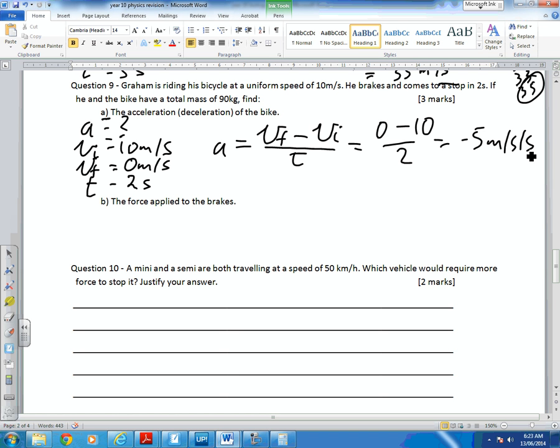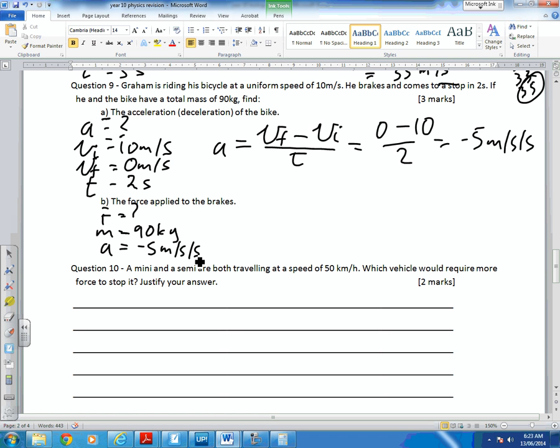So what do we need? The force. So force, we don't know. Mass, we know as 90 kilograms. And acceleration equals negative 5 meters per second per second.